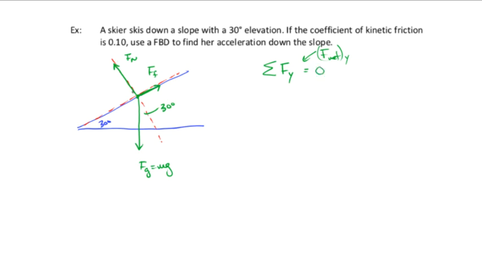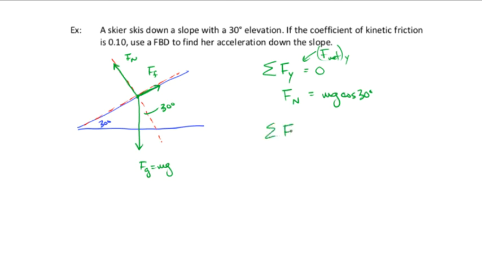It's not levitating off or being pulled into the slope. And the forces acting in that direction are the normal force acting upwards and the component of the weight along this line. And therefore those two must be equal and opposite to each other. The normal force must be equal to mg cos 30 degrees. And that's all we can do right now with that, but we're going to use that in a moment.